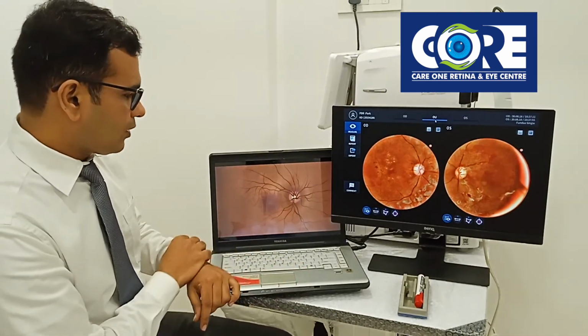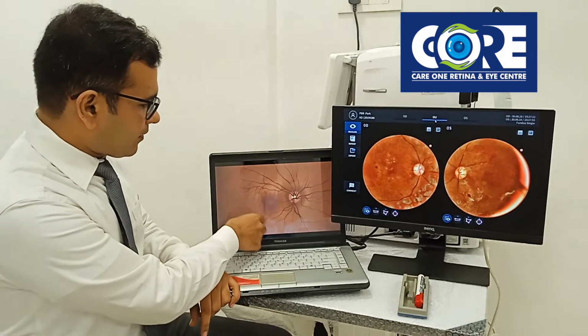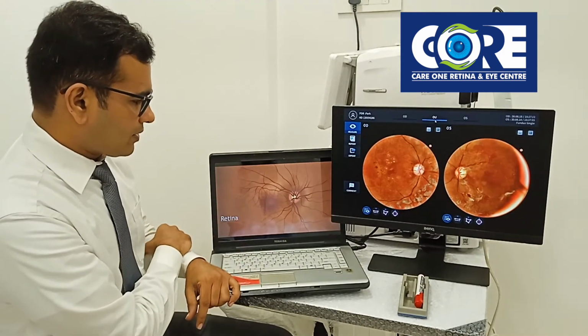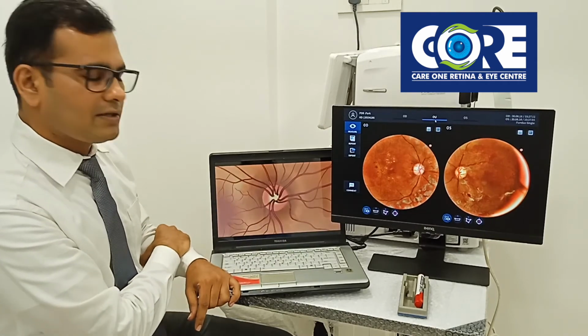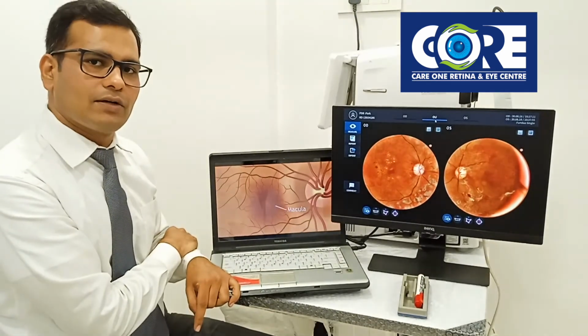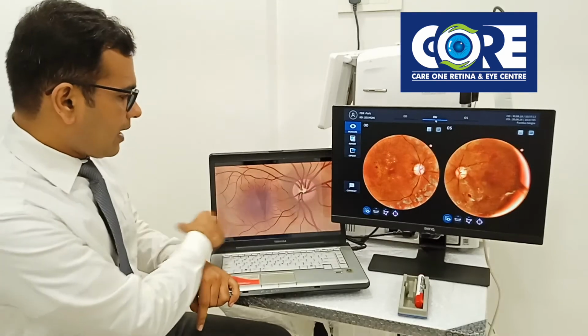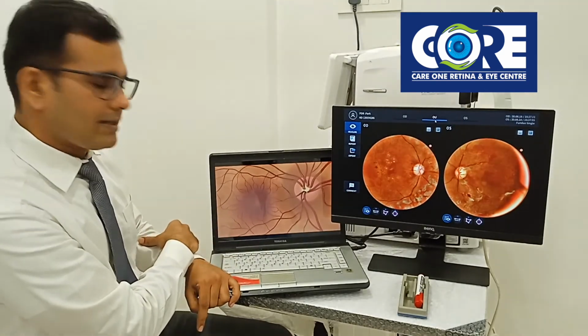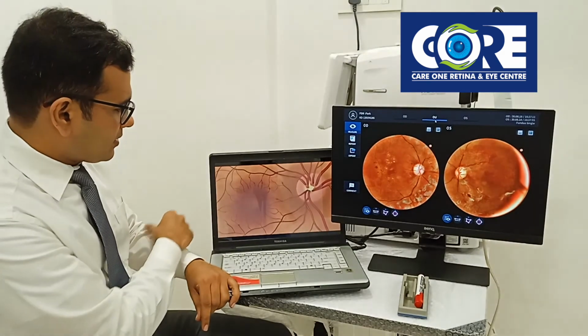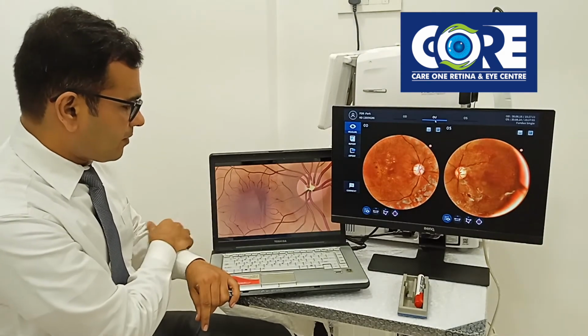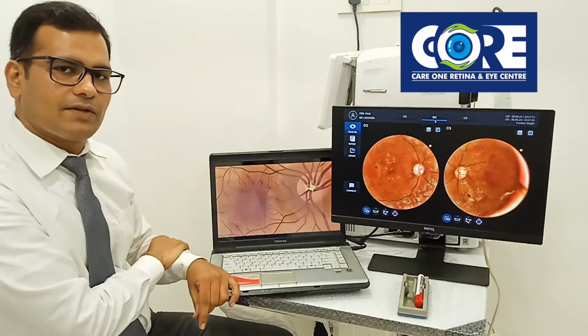This is how your retina looks. This is the center part of the eye where the light gets focused. This is the optic nerve where the signal is transferred from the retina to the brain. This is the macula where the light gets focused. Typically, initially, in these diabetic changes, you see these red spots developing. This is the early stage of the disease.